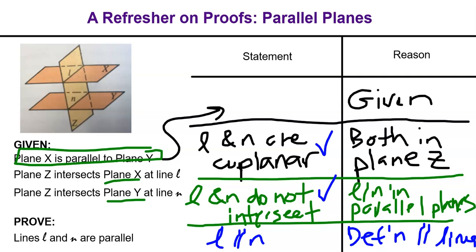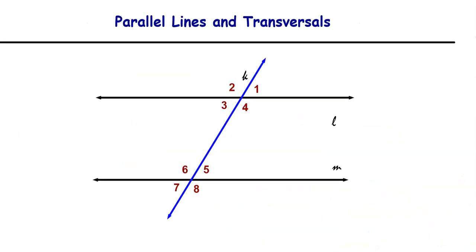So, a quick refresher on proofs, a quick refresher on the definition of parallel lines, and now let's see some things that are true when we have parallel lines and transversals in the same plane. First, let's take a look at what we're looking at. Again, we have lines L and M and transversal K, where we have 8 angles that are created, angles 1, 2, 3, 4, 5, 6, 7, 8, in this diagram by the intersection of transversal K with line L and line M.